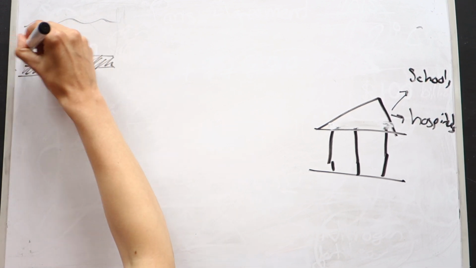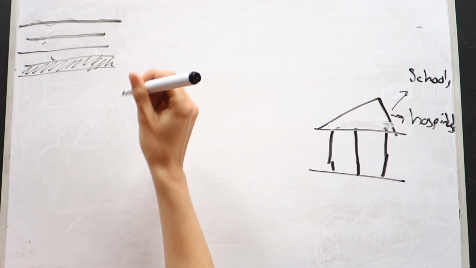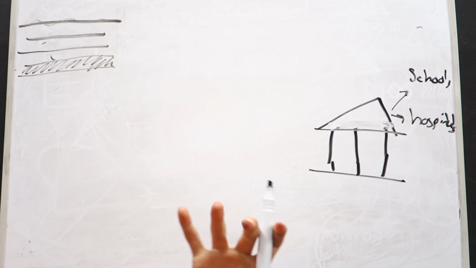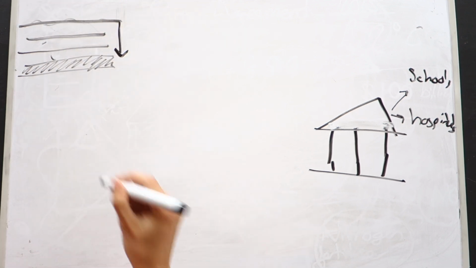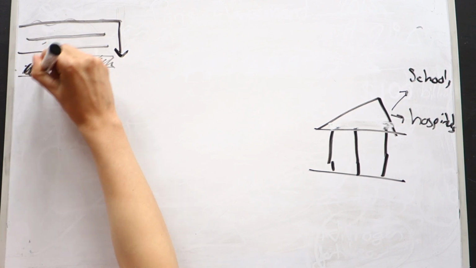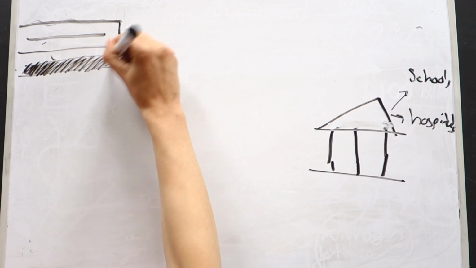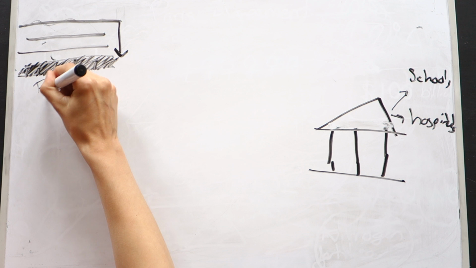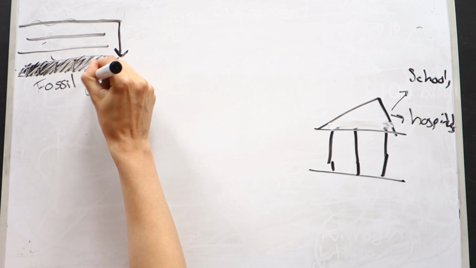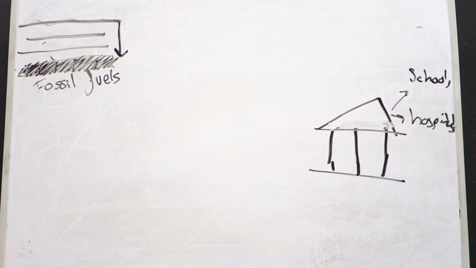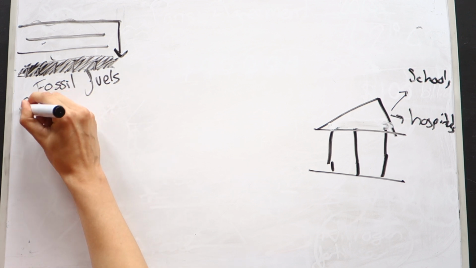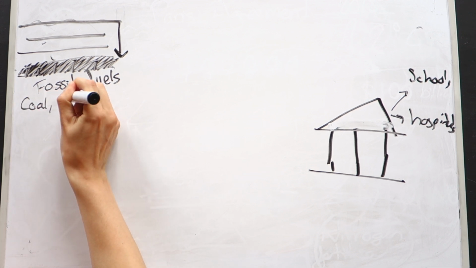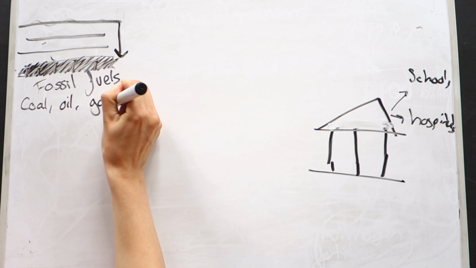As those layers build up, the organisms become compressed, they become squished. And, depending on the conditions, they either turn into sedimentary rock or they turn into fossil fuels. There are three fossil fuels: coal, oil, and gas.